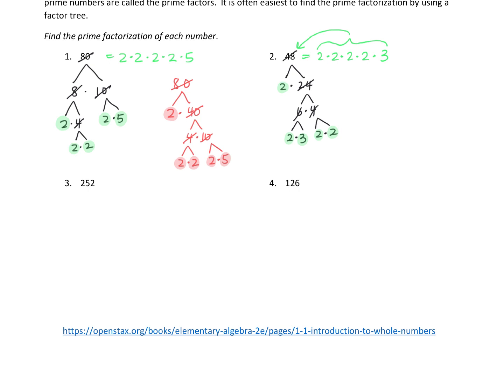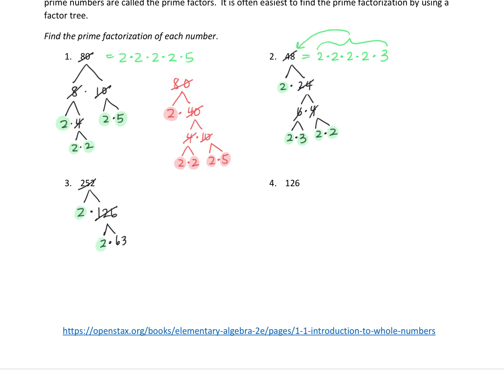All right, number 3, 252. So it's even, so it's got to be divisible by 2. I don't know what it is off the top of my head, so I'm going to use my calculator. I got 126. All right, so 2 is prime. I've used 252. 126 is also even, so I'm going to go ahead and divide that by 2. So 2 times 63. So I've used 126.